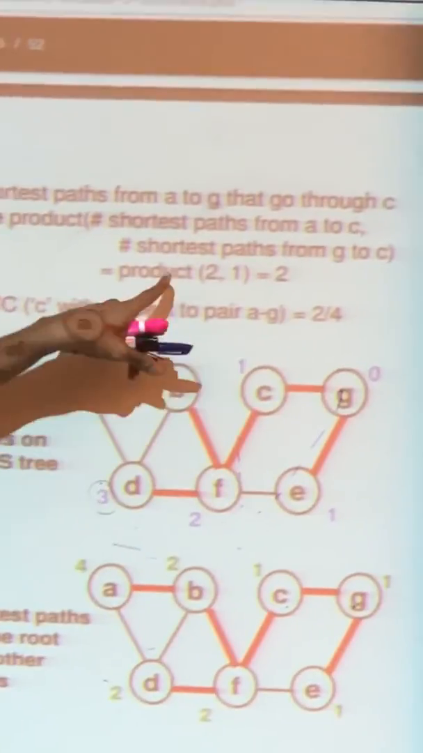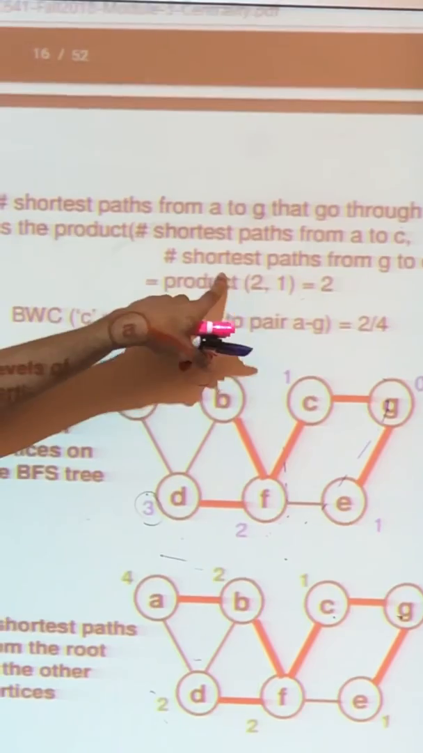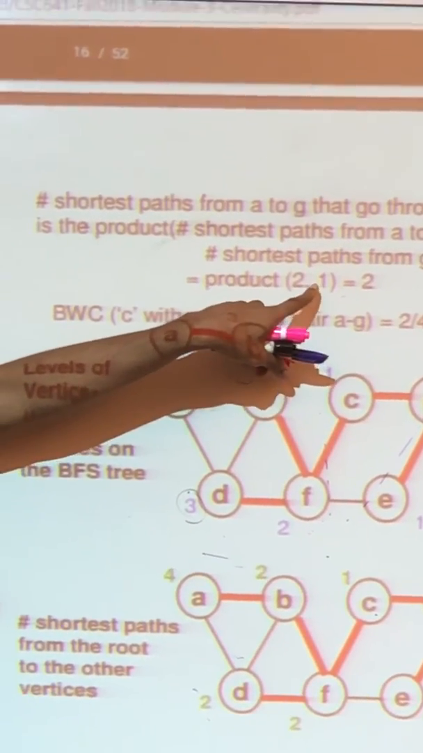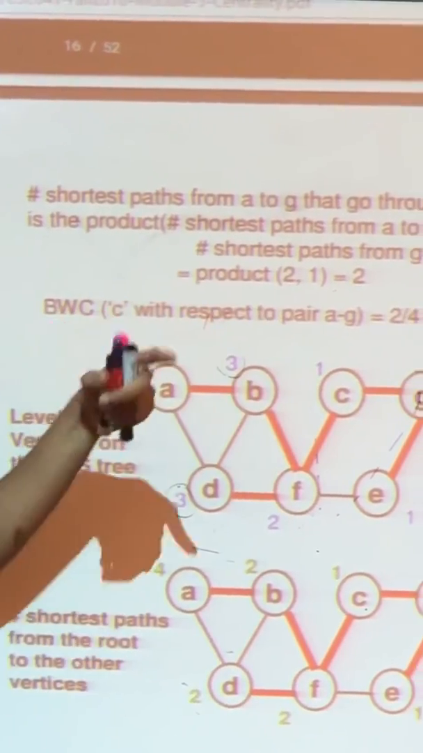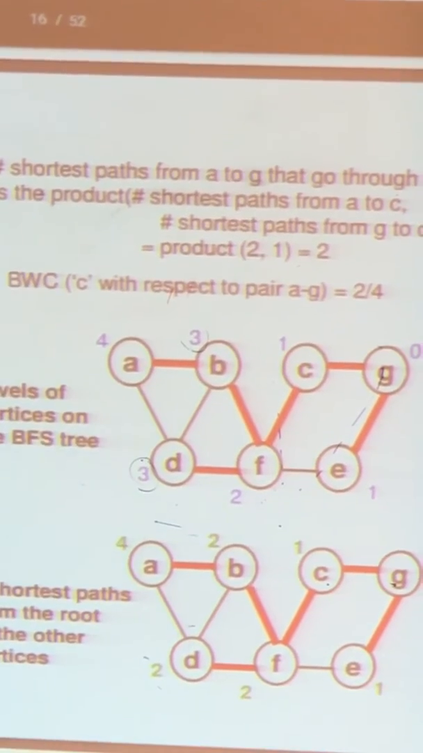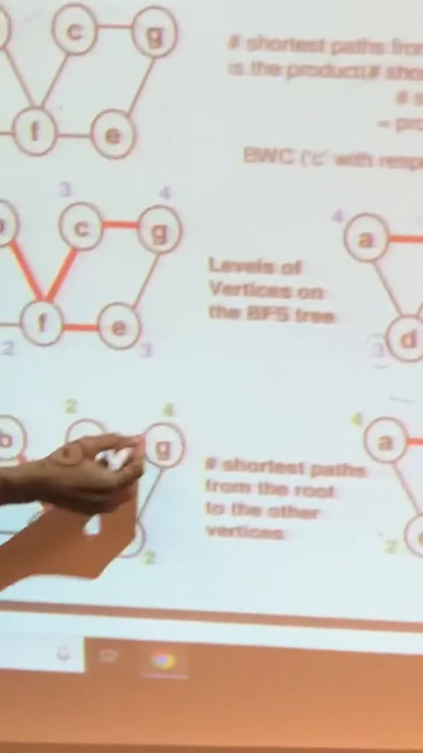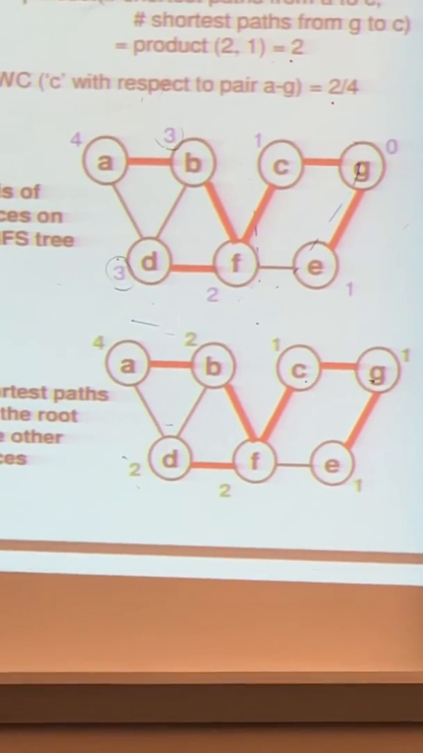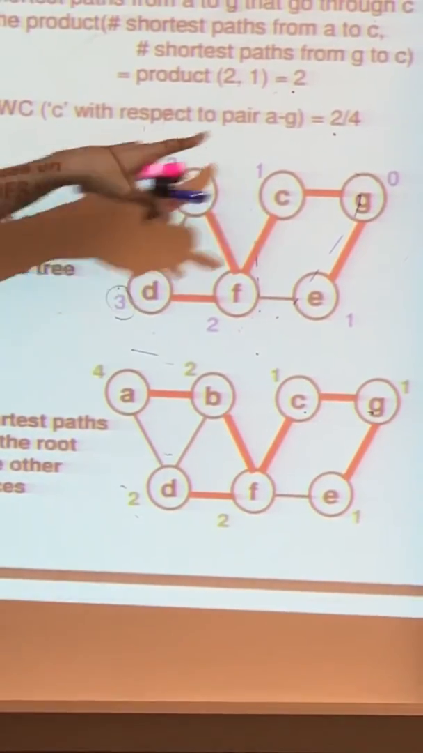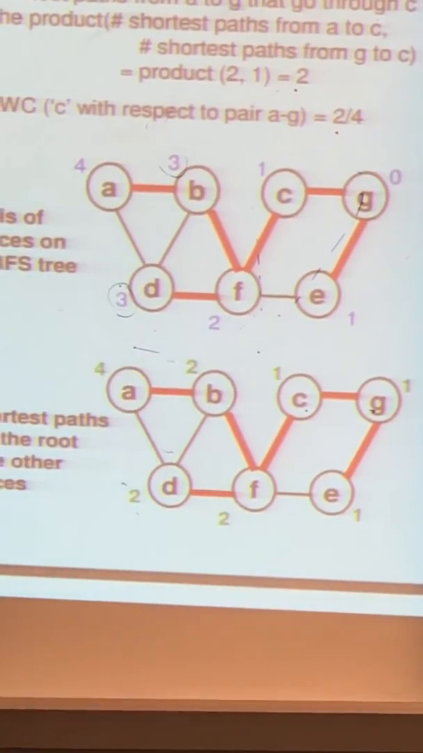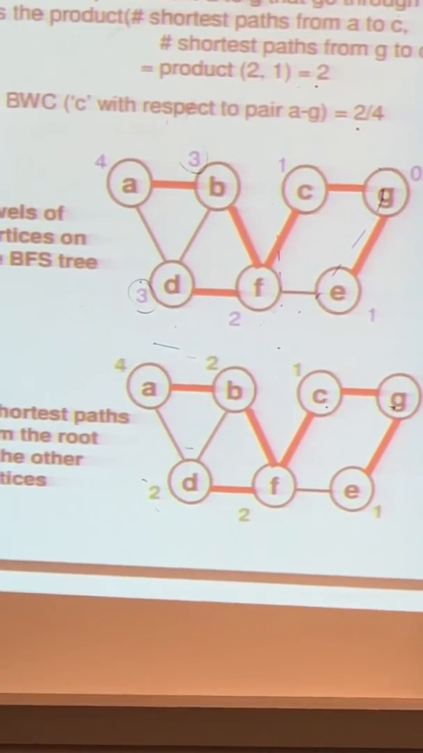You see here, the product of the number of shortest paths from A to C and the number of shortest paths from G to C. So you take the product of them, which is 2 in this case. So now you know from this that there are 4 shortest paths from A to G and 2 of them go through C. So the fraction is 2 over 4. So that is how you get the fraction.